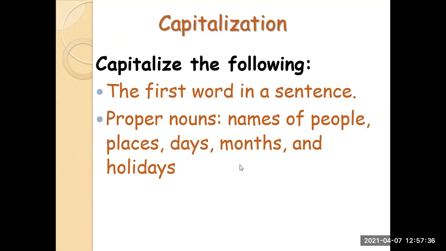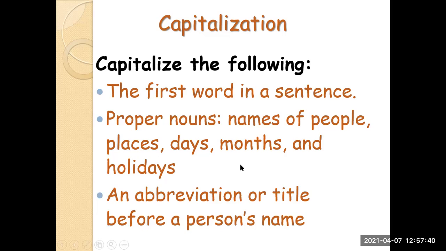Let's go back. An abbreviation or title of a person, like if you want to call someone Mr. Saeed. As we said, this is the proper name of someone, and the M has to be capitalized because this is a title of a person. So you need to call him Mr. or Doctor or Sir or something like that. You have to capitalize the first letter. Let's go back.